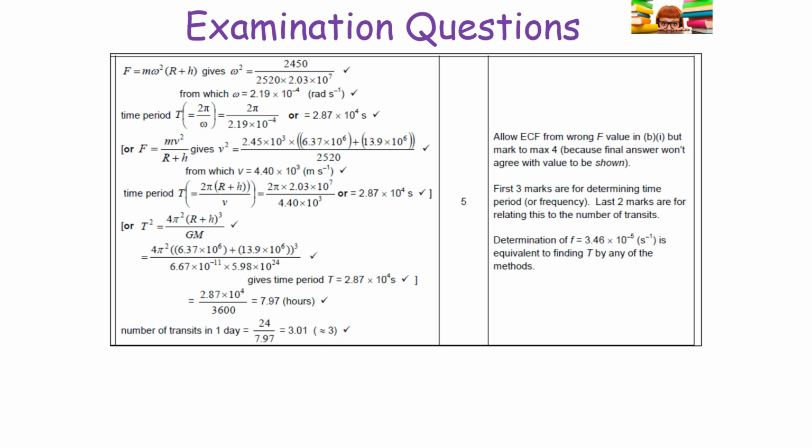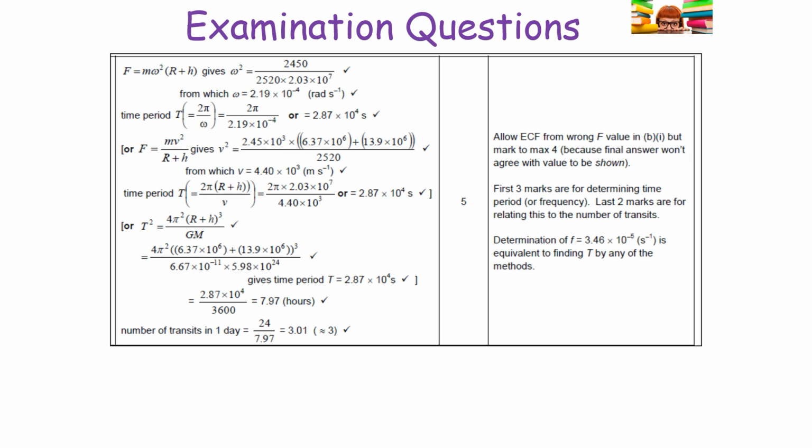We then know that time period is therefore equal to 2 pi over omega, because omega is equal to 2 pi over time period. So therefore it's 2 pi over the previous value we've worked through, which is 2.87 times 10 to the 4 seconds. Therefore it shows that if we know how many seconds are in a day, we can then work out that there are approximately 3 transits. So you'd work out how many seconds there are in a day, divided by 2.87 times 10 to the 4, and you see there's approximately 3.